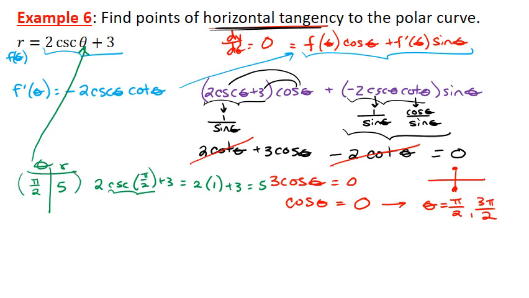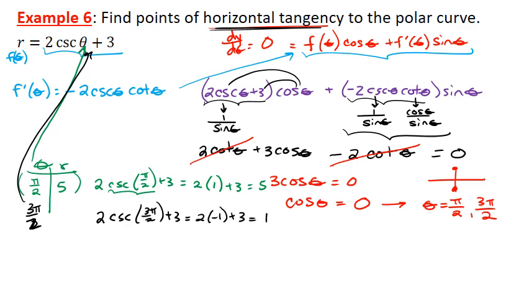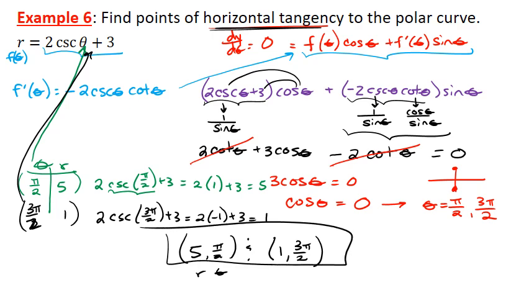We're going to do the same thing when theta is 3 pi over 2. Plug this in here. So 2 cosecant of 3 pi over 2 plus 3. This is 2 times negative 1 plus 3, which is 1. So the 2 points of horizontal tangency are 5 comma pi over 2 and 1 comma 3 pi over 2. Again, we want these listed as r comma theta. And there you have it.